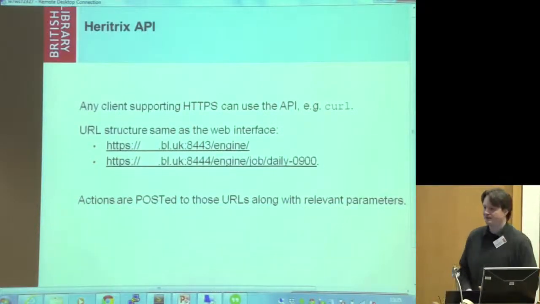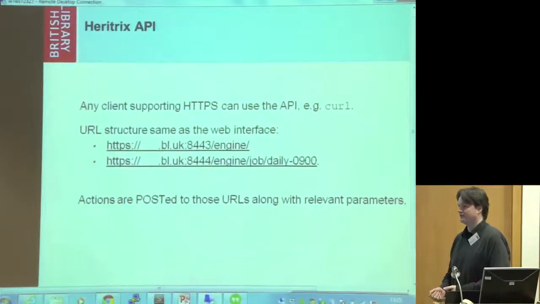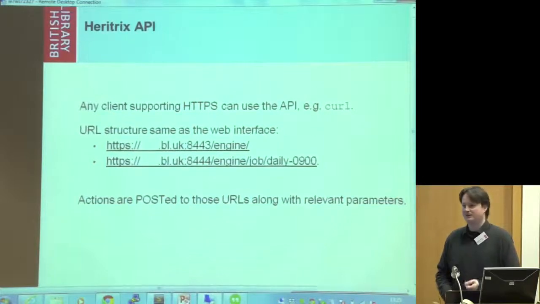For anyone who's used Heritrix 3, the API is laid out very much like the web interface. If there's a button on a page, there's a function in the API for that button, and the URL of the page is probably the URL you want. That's pretty much how it works.